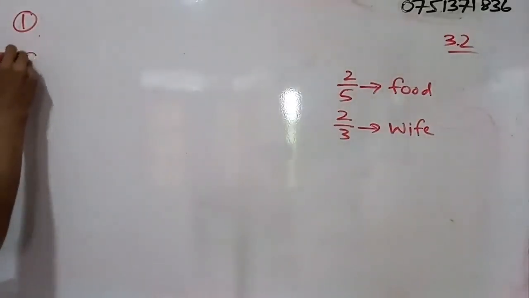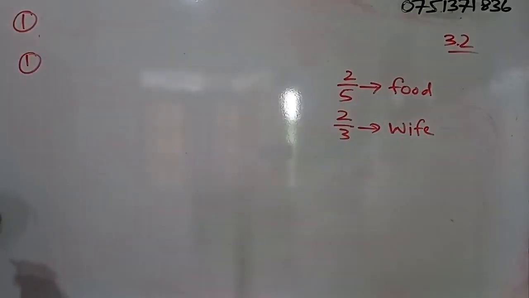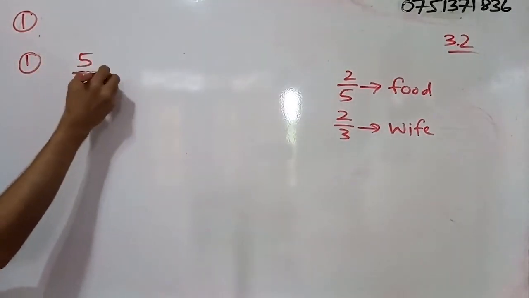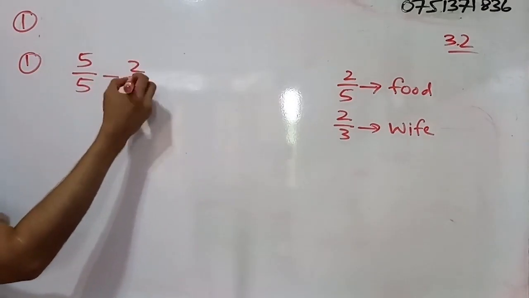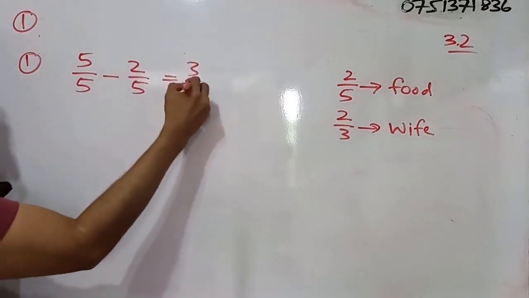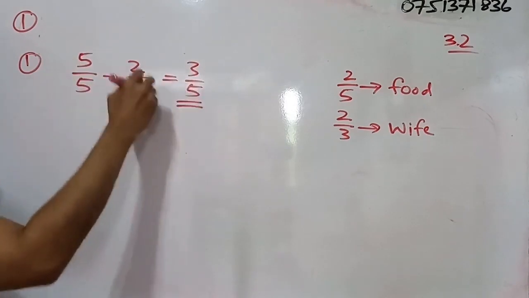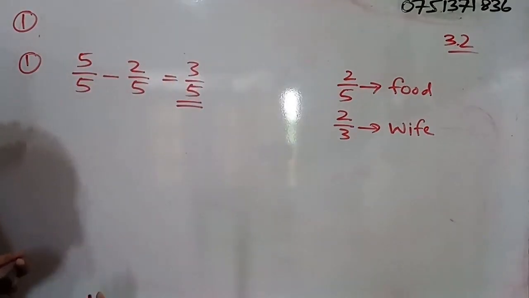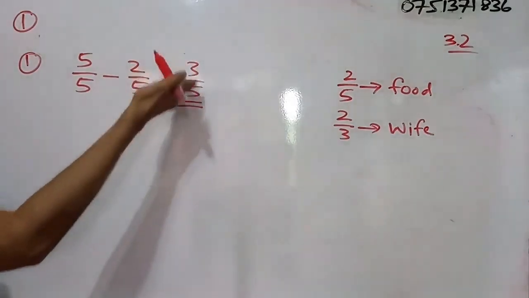Okay, so what is the first part? What fraction of his salary remains after he has spent for his food? Right? So from 5/5, we have to subtract 2/5. So this is 3/5. So even we don't have to do this calculation, right? We can directly come up with the fraction which is 3/5.